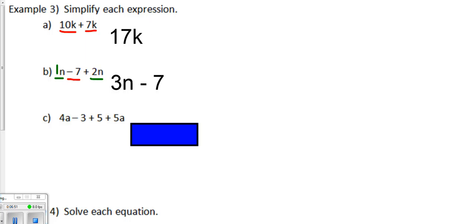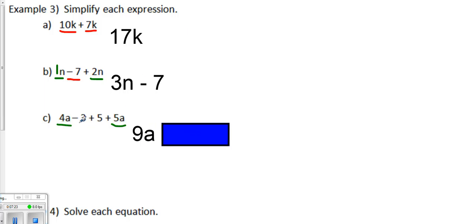Let's do the same thing with this example. We have 4a minus 3 plus 5 plus 5a. This term is talking about a certain number of a's. We have 4 a's. Where else do we see anything talking about a's? Right here, this term, 5a. Now notice these are not a squared, these are just a. So these we can combine. 4a and 5a will make 9a.